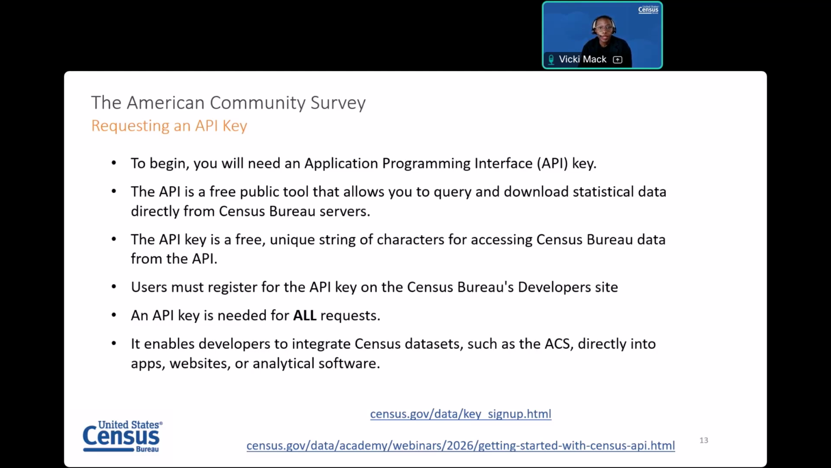Until recently, an API key was only needed if you were making more than 500 requests per day per IP address. Now it's required for all queries. The API key enables developers to integrate census data sets, such as the ACS, directly into apps, websites, or analytical software. Once you have a key, you can use the R function in the tidycensus package to save your key to your computer's environment file. That way you don't have to enter it manually for every session. I'll talk about tidycensus in a moment.